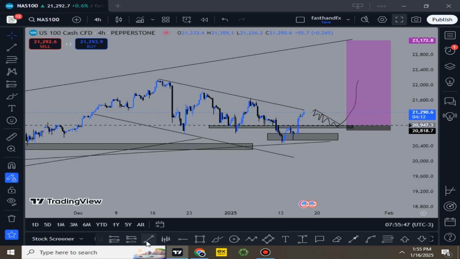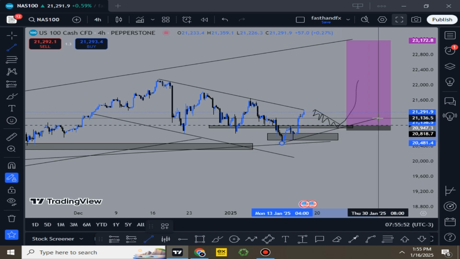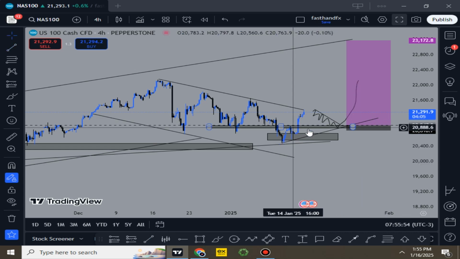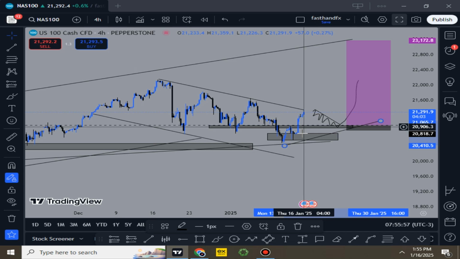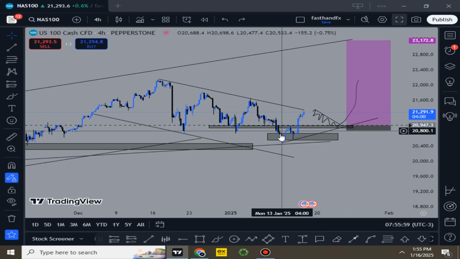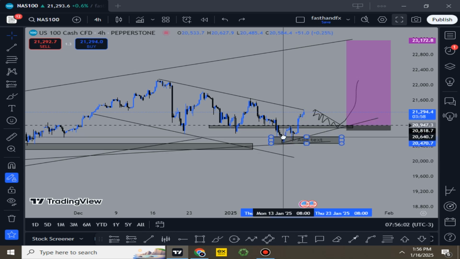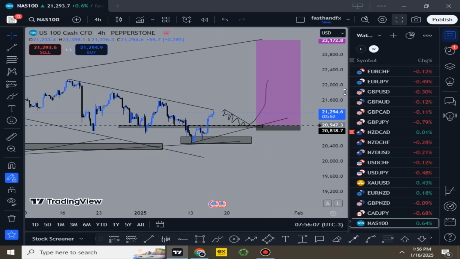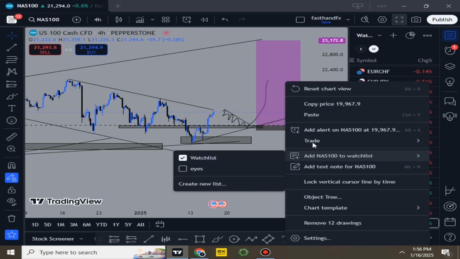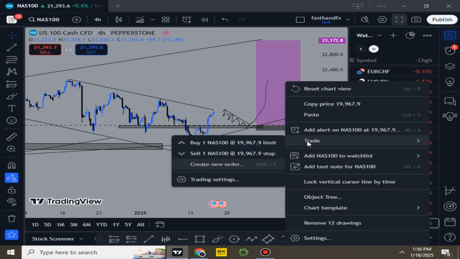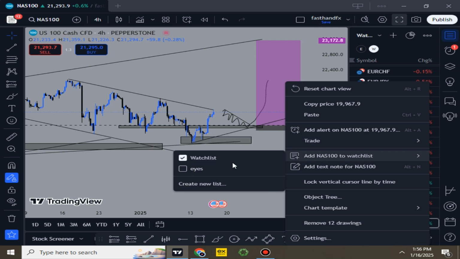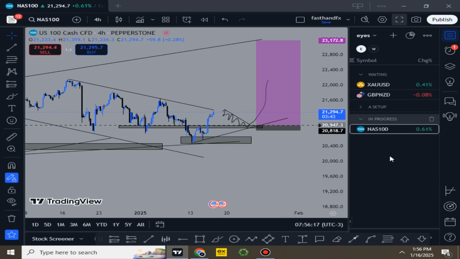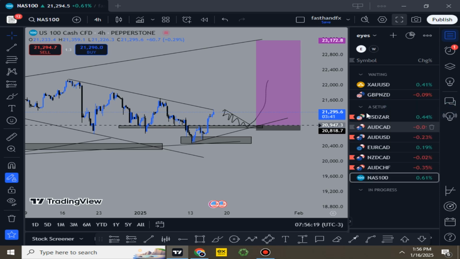Then I go, oh, and I see something, baby. I see something. I think this one makes sense. Right there. Come on, NAS. You need to be in my A plus setup. You need to be in my A plus setup. Come on, come on, come on. You need to be in my A plus setup. Right there. Then have it right there.